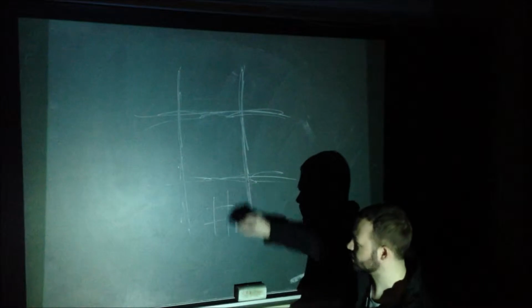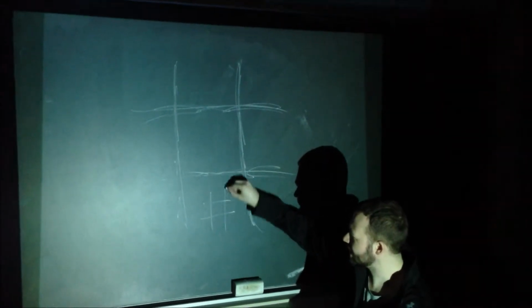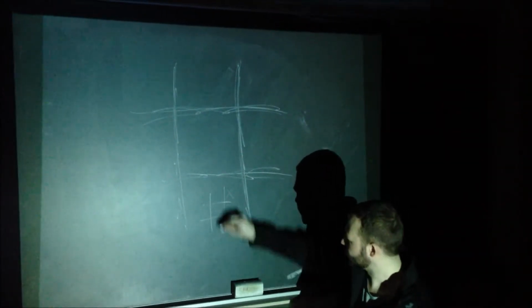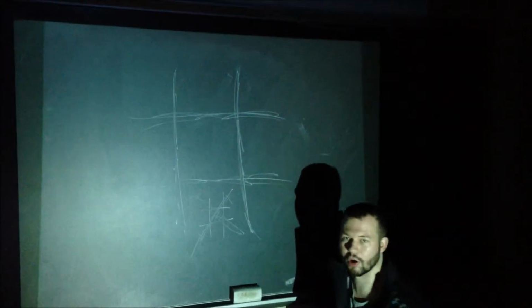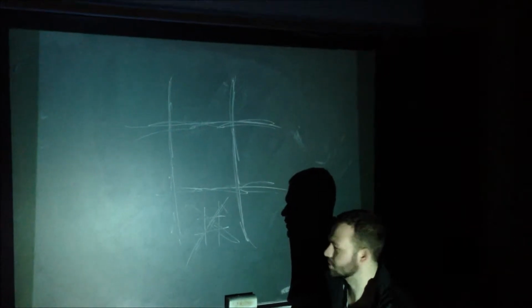In order to get an X or an O in the larger board, you have to win a game inside the smaller board. So once you've won a game inside the smaller board, that board becomes your X or your O, and then you have to win the normal tic-tac-toe outside of that.